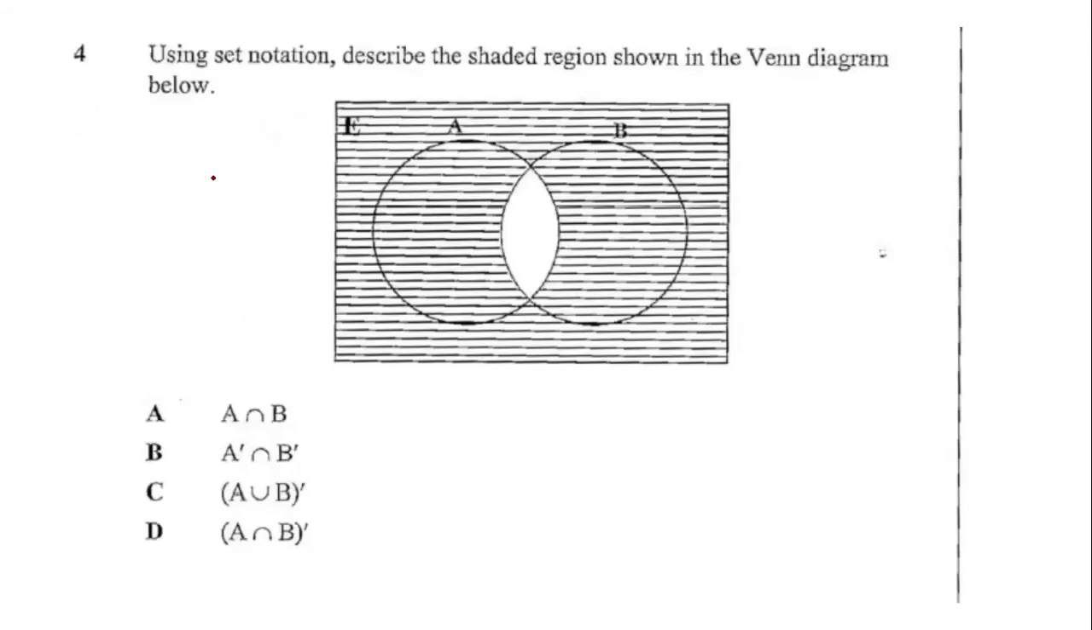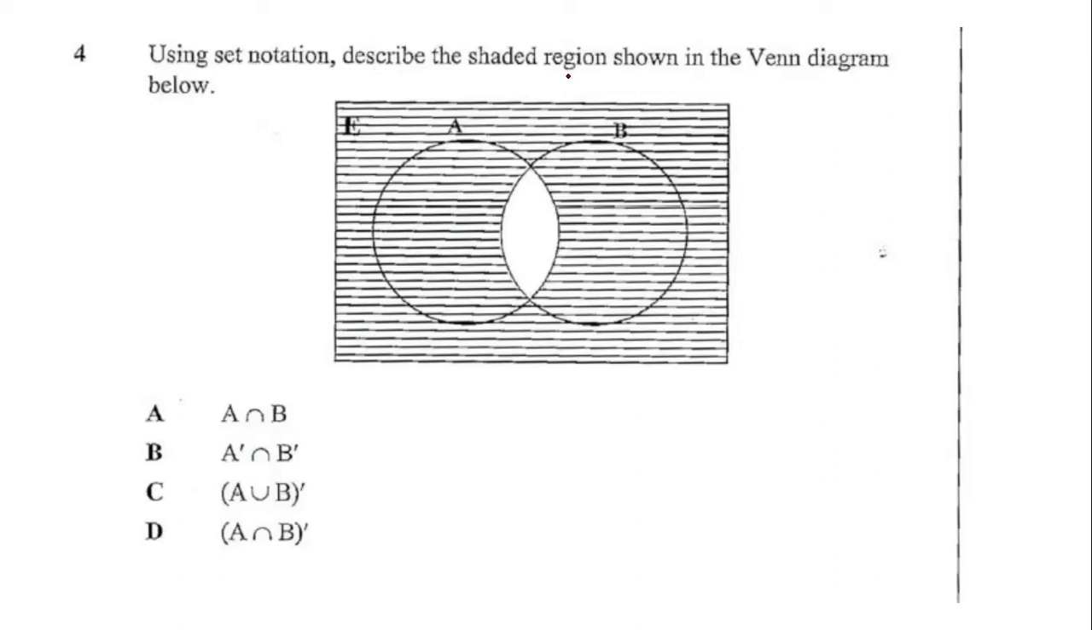Proceed. Question 4. Using set notation, describe the shaded region shown in the Venn diagram below. So the first thing, because it is multiple choice, you are going to test these choices to see which one is the correct one. So we'll begin with A intersection B. Now, A intersection B, they are supposed to shade. So this is A intersection B. They are supposed to shade here actually, but it is unshaded.